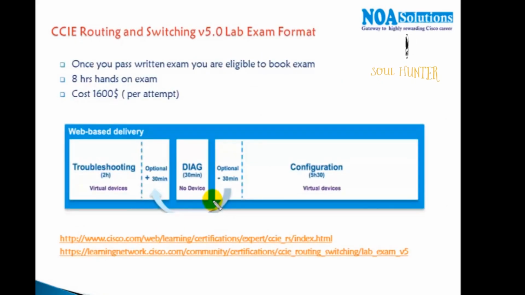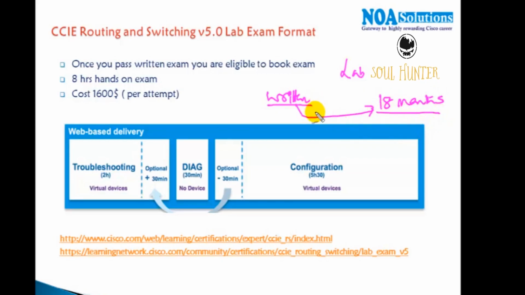Coming to the next exam, once you pass your written exam, you will be eligible to book your lab exam. Once you pass your written exam, you have to ensure that you make at least one attempt at your CCIE lab exam within 18 months. So the written exam is valid for 18 months from the date you write it until your first attempt at the lab exam. This 18 months is the validity.